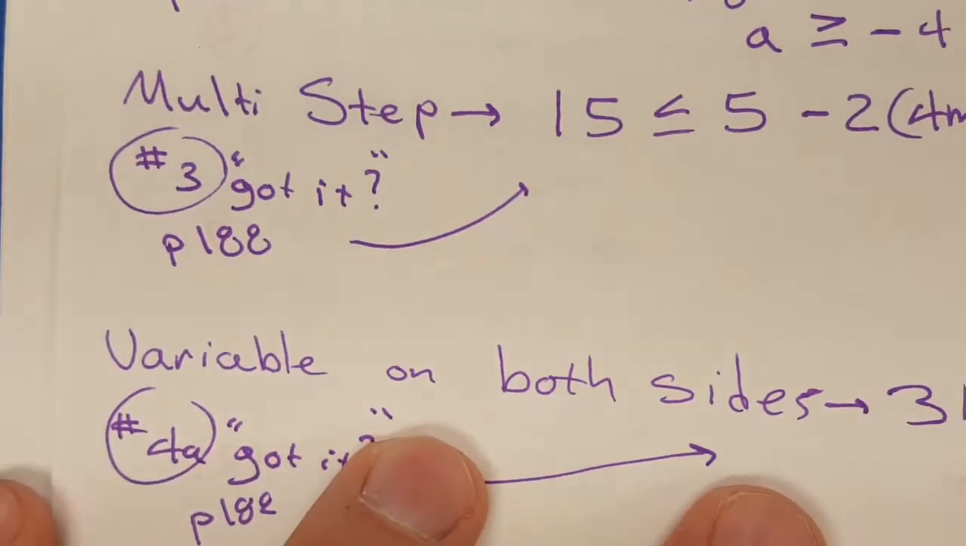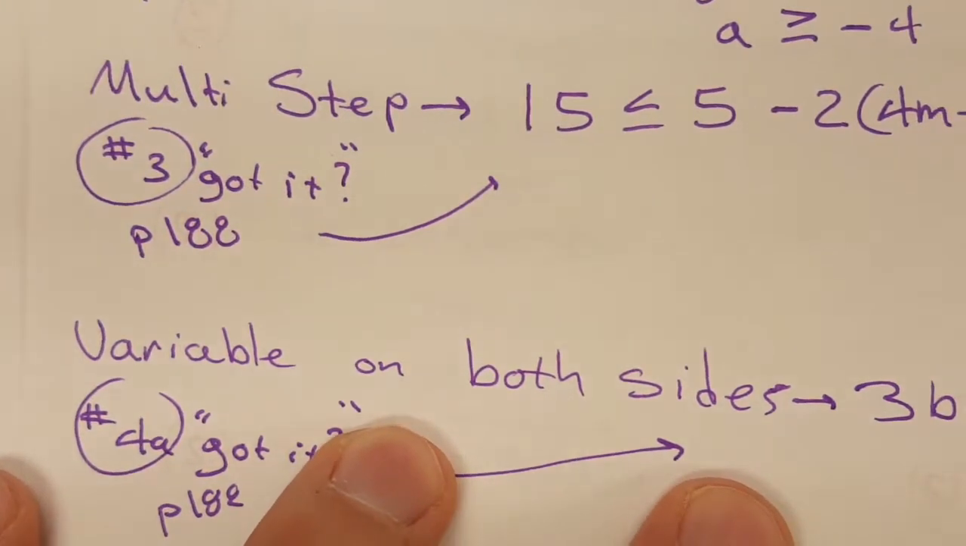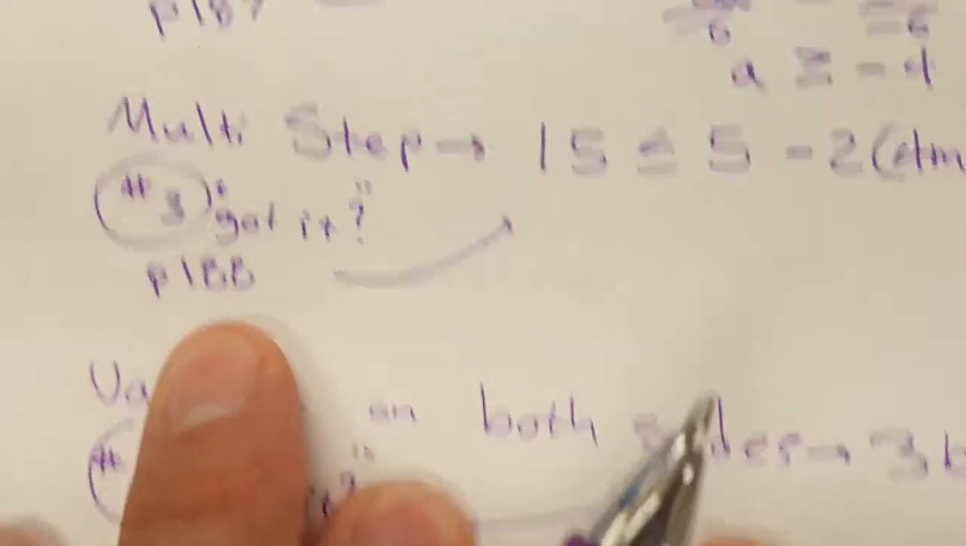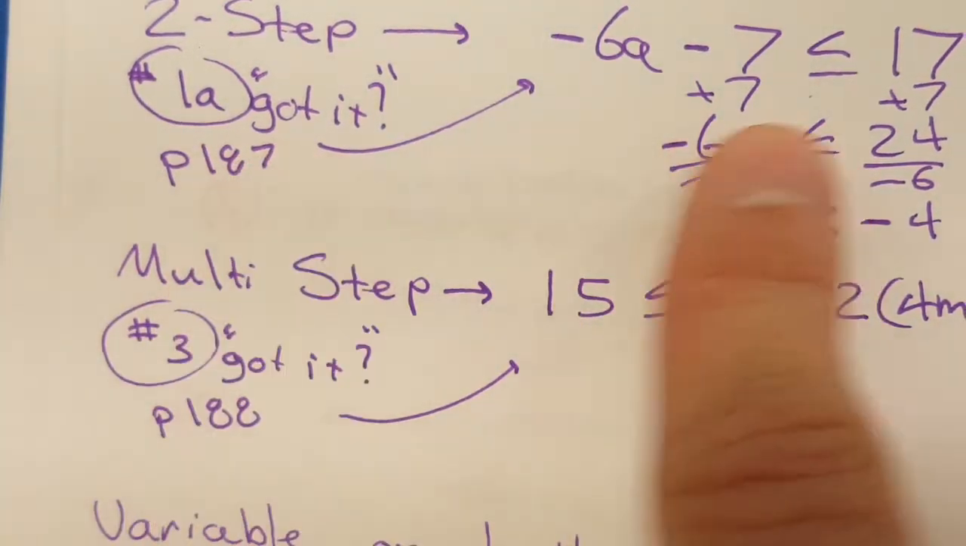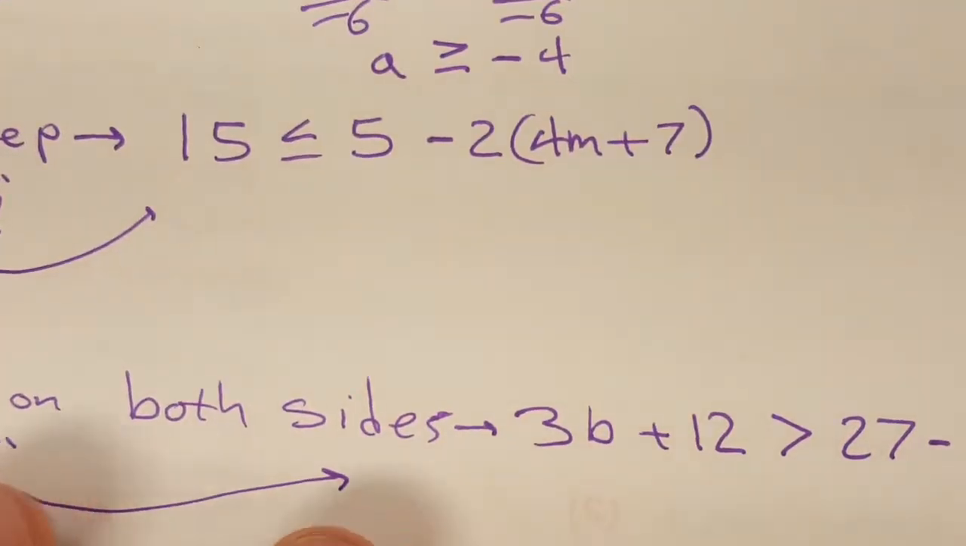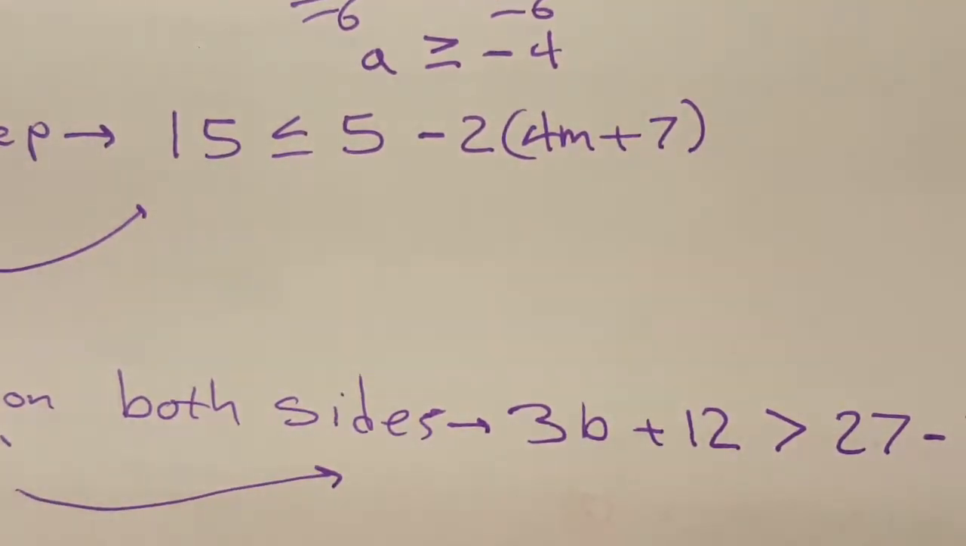Okay, what about other ones that are multi-steppers? Well, this one's kind of a big, huge mess. And this is the Got It question number 3 on page 188. By the way, I kind of have them highlighted on what I'm doing here. Again, these are the problems that should be going on your notes. So if you missed class, you have no excuse to miss the notes.